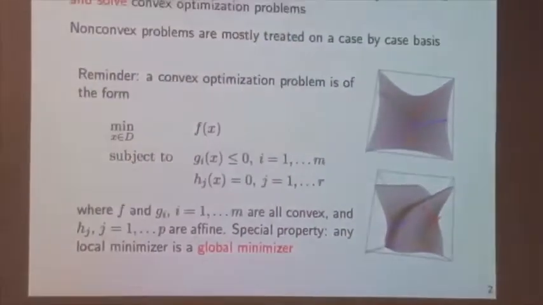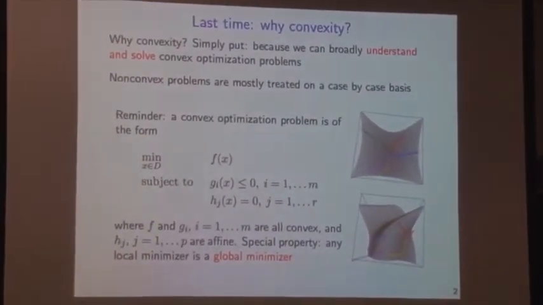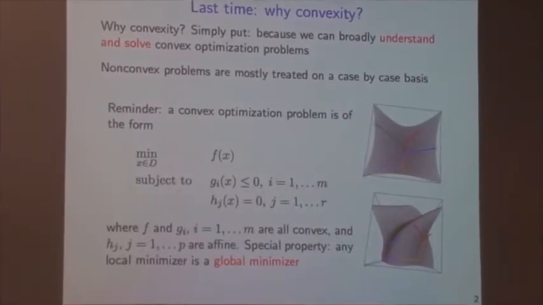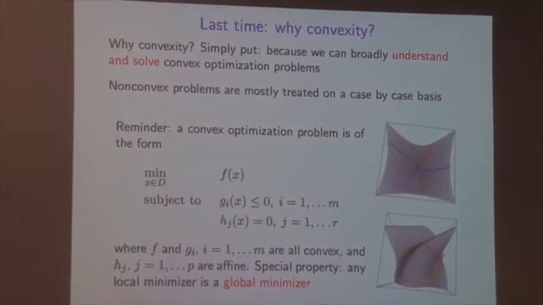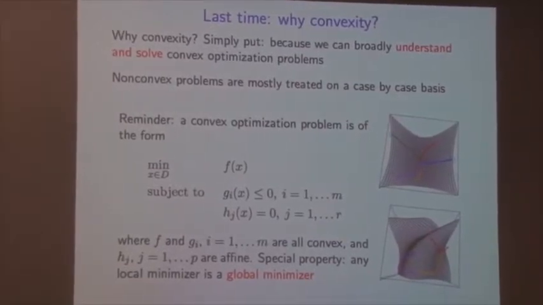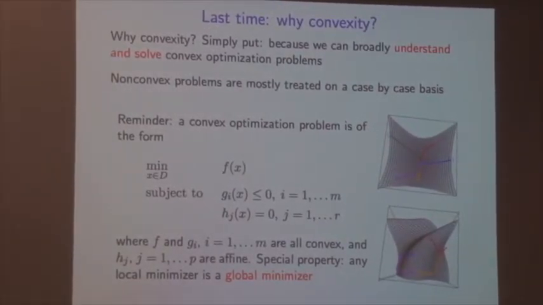All right, so let's start with the lecture. Last time we talked about the motivation for the course, and we ended with the idea that convexity was a very important property of an optimization problem, whether it was convex or not. And why was that true? To put it simply, it's because we can broadly understand and solve convex optimization problems. That doesn't mean that it's always efficient to solve them. We'll see that it actually can be very challenging, especially for large-scale problems, but for other reasons as well. But at least we can broadly understand and give recipes for how to solve them.